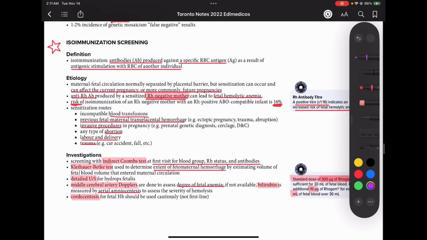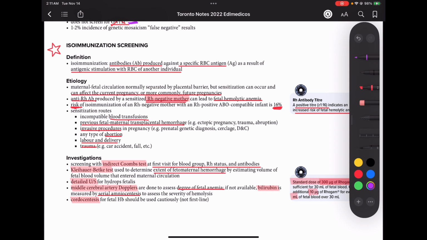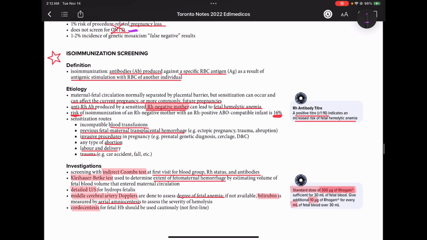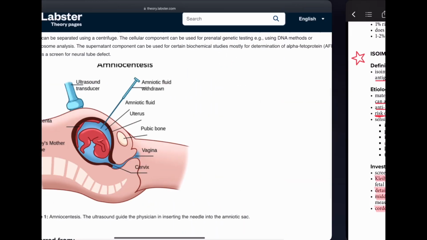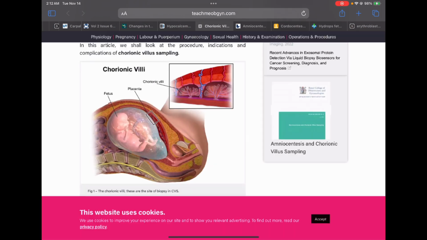Now we have this last topic, which we were just talking about: the administration of ROGAM in RH negative women at 28 weeks of gestational age. Why would we have to do it? I had a few diagrams more to show.